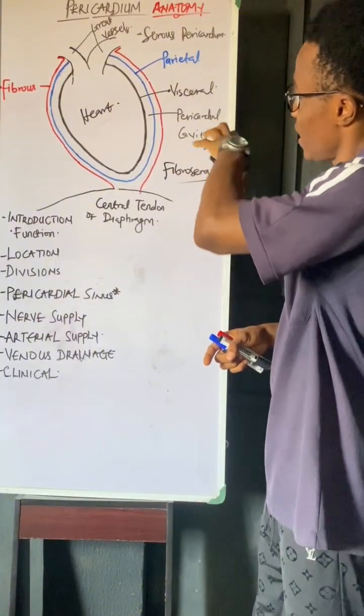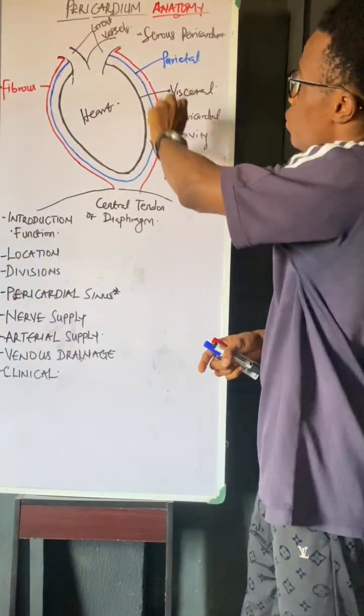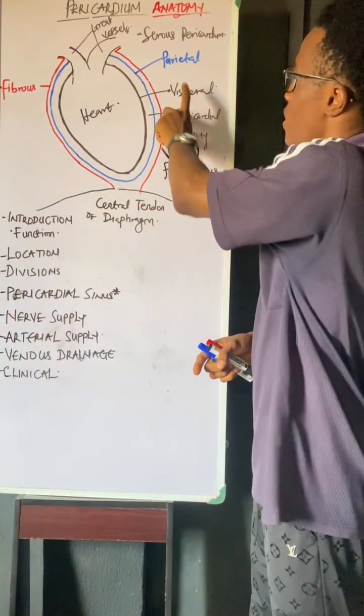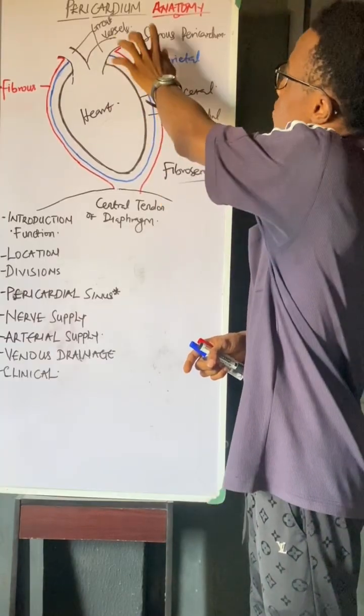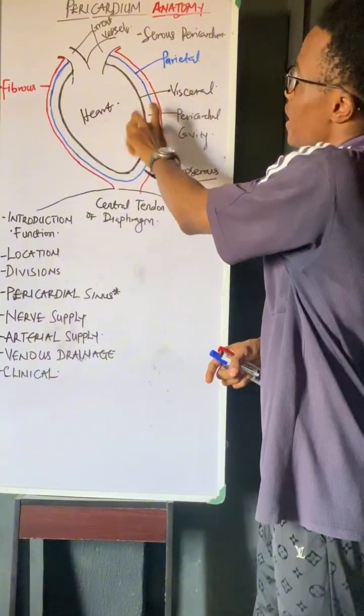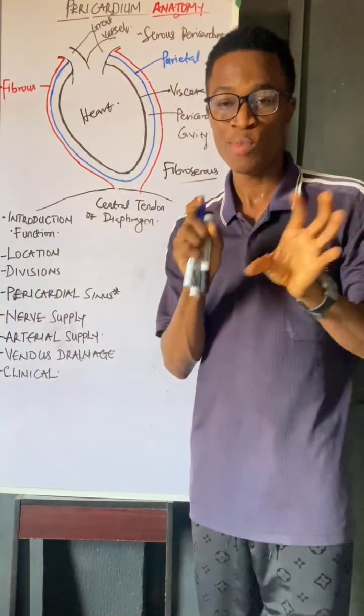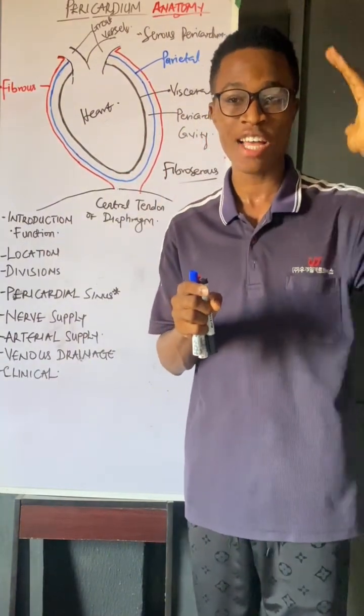Then the next thing that we ought to know about this parietal and visceral, since this visceral serous pericardium is in close relation to the heart, is that it is supplied by everything that has to do with the heart.